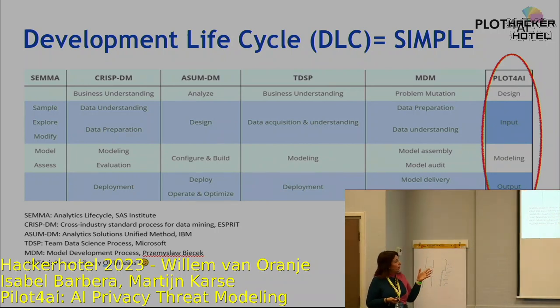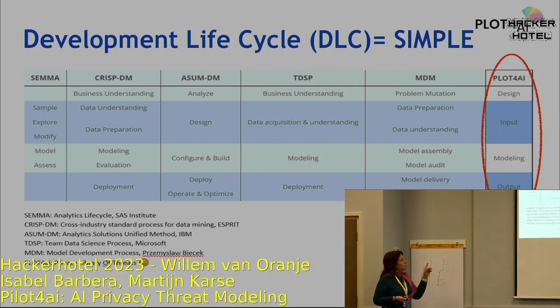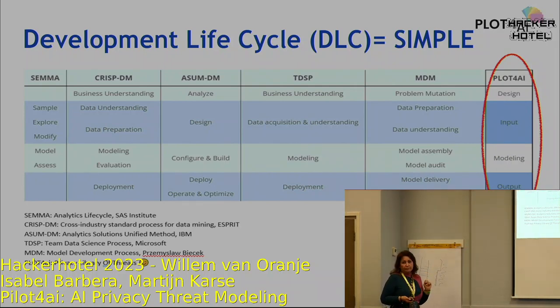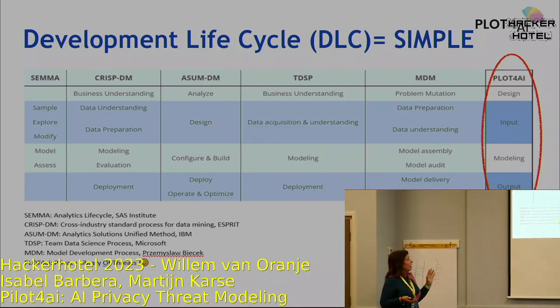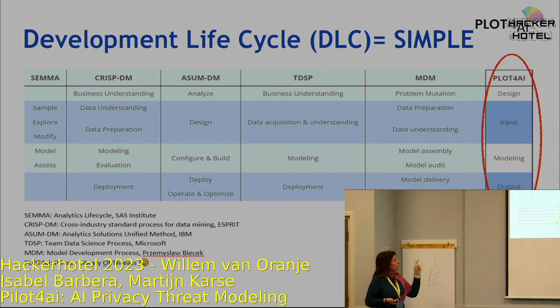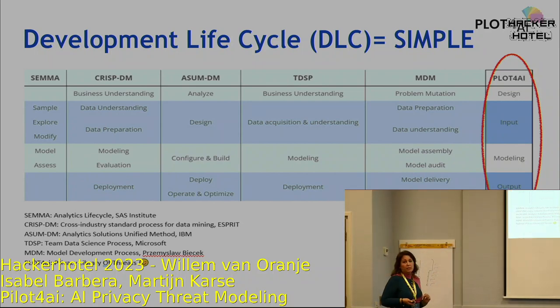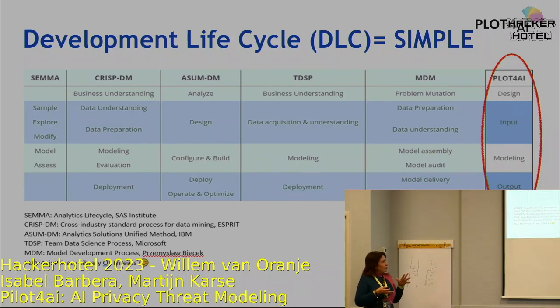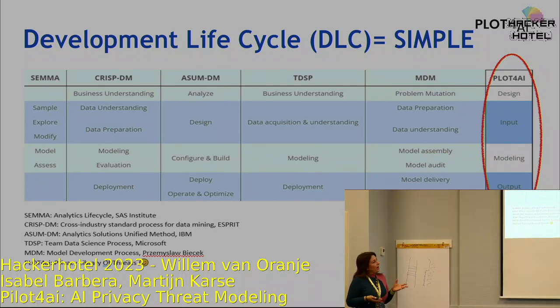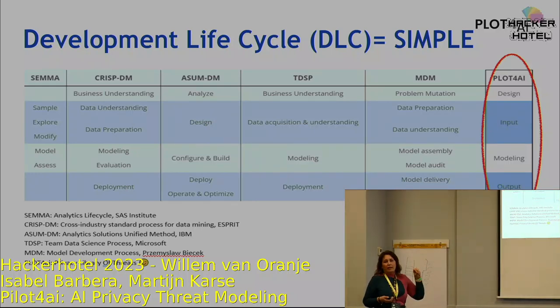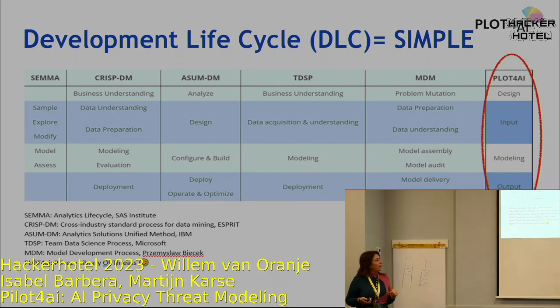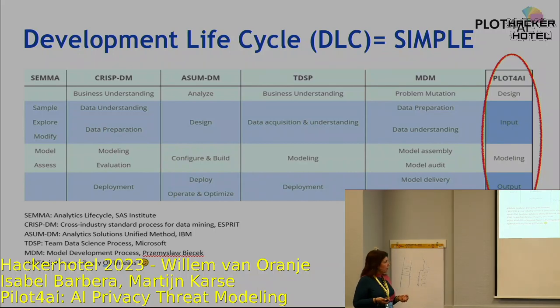So when you work with AI, often you work with one methodology. I don't know if any of you work with an AI project. I know CRISP-DM is the one that we use more often, but I've also worked with SEMMA, for instance, if you use SAS. And you can adapt it. I came up with the idea of making it simpler and just reusing it to design, input, modeling, and the output. Because for all stakeholders, it's clearer in which phase you are when you are analyzing the risks.